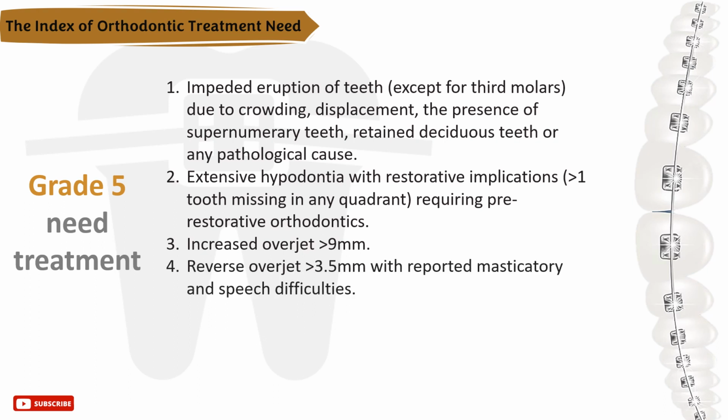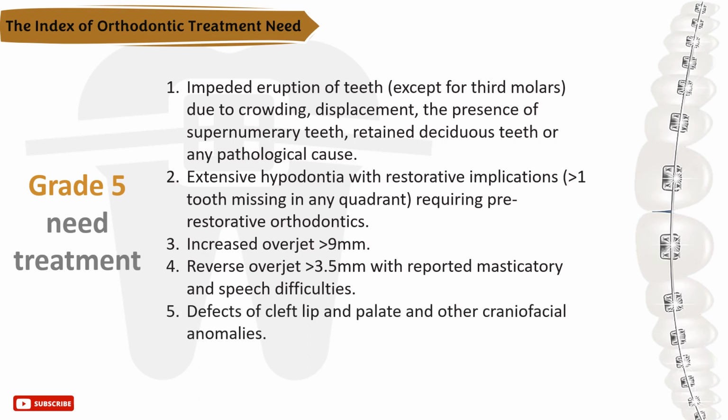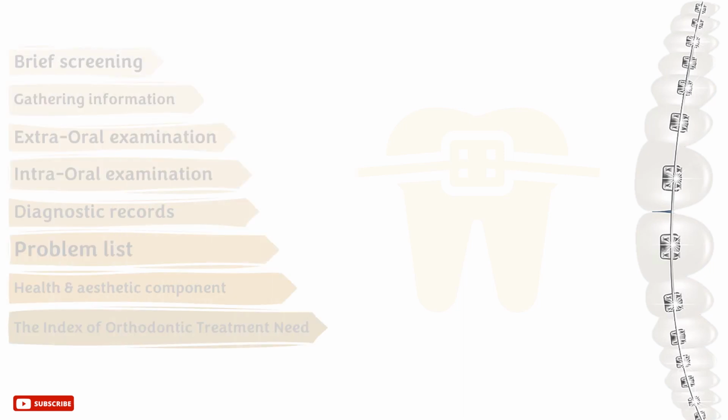Reverse overjet, more than 3.5 mm, with reported masticatory and speech difficulties. Defects of cleft lip and palate and other craniofacial anomalies. And in case of submerged deciduous teeth. And here you have all the points for this tutorial, and see you in the next one.